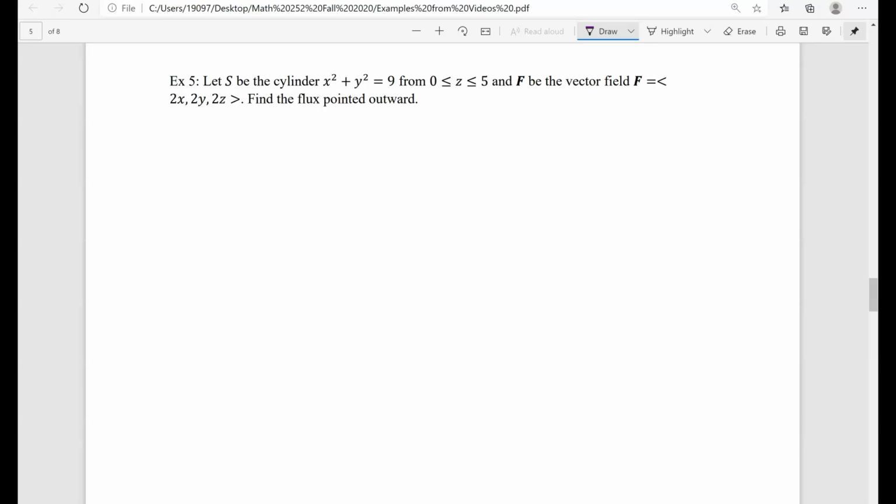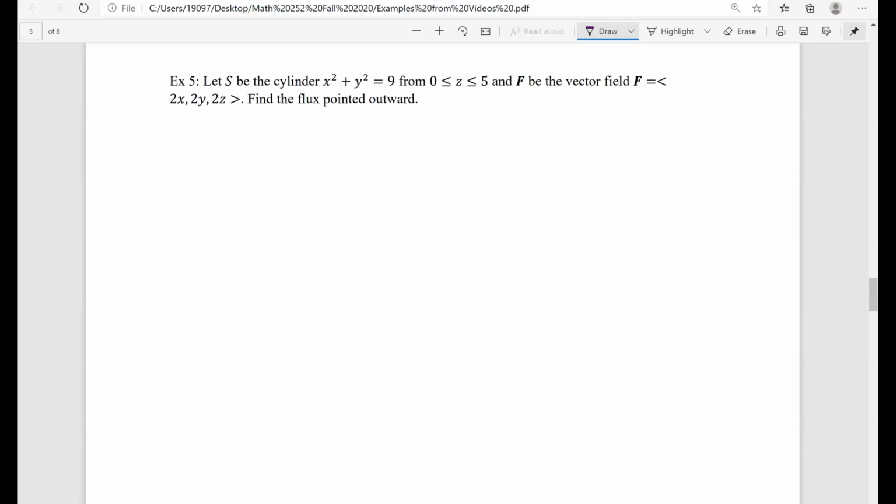Here we have another surface, and in this case we have the cylinder, x squared plus y squared equals 9, and here z is between 0 and 5. And we have a vector field that's in this 3D space. So we want to find this flux pointing outward.